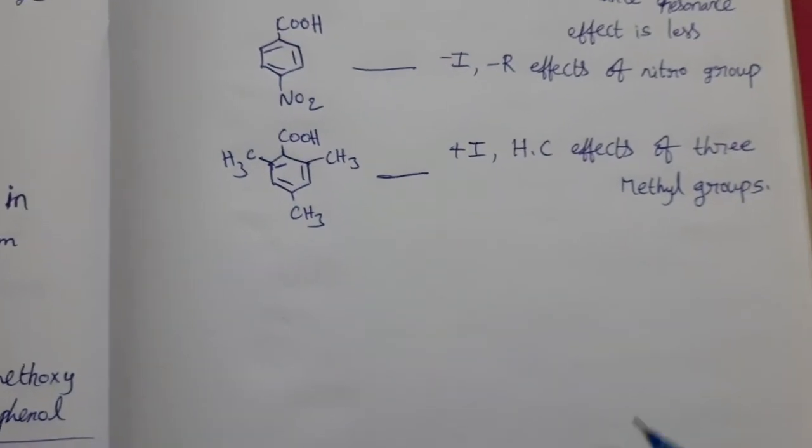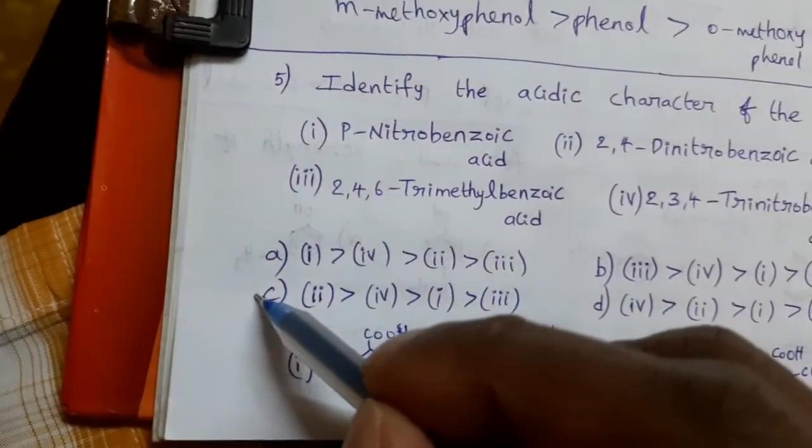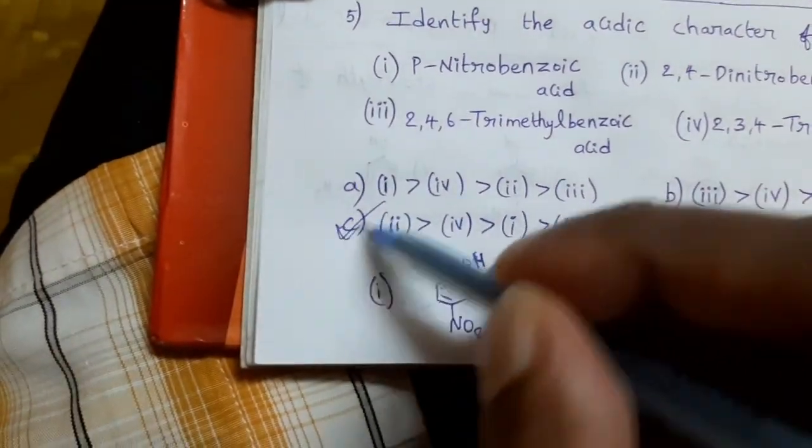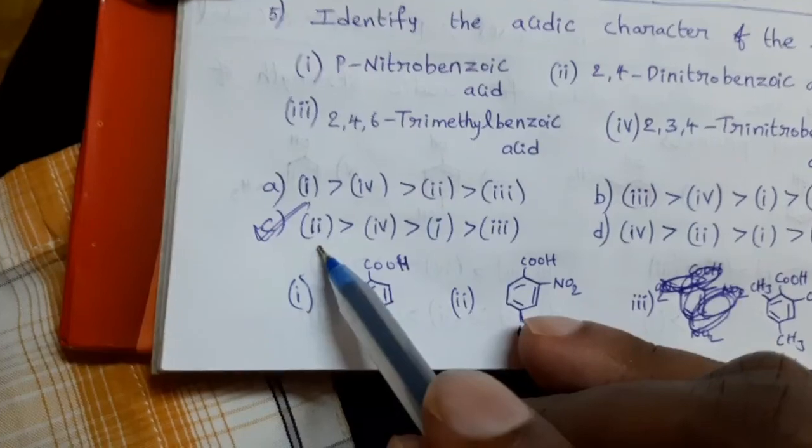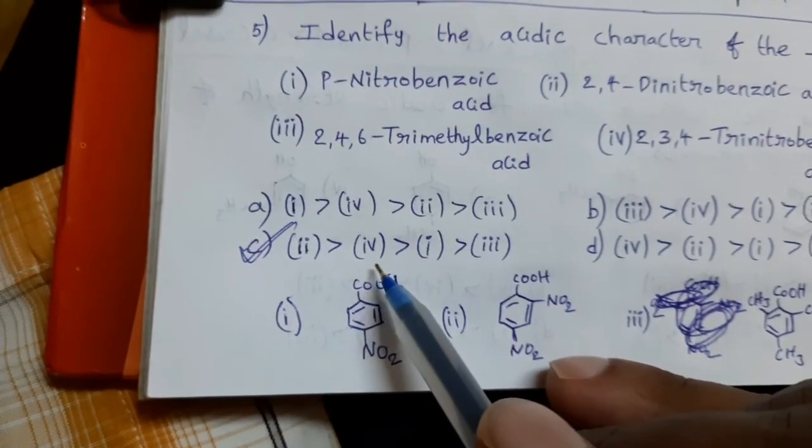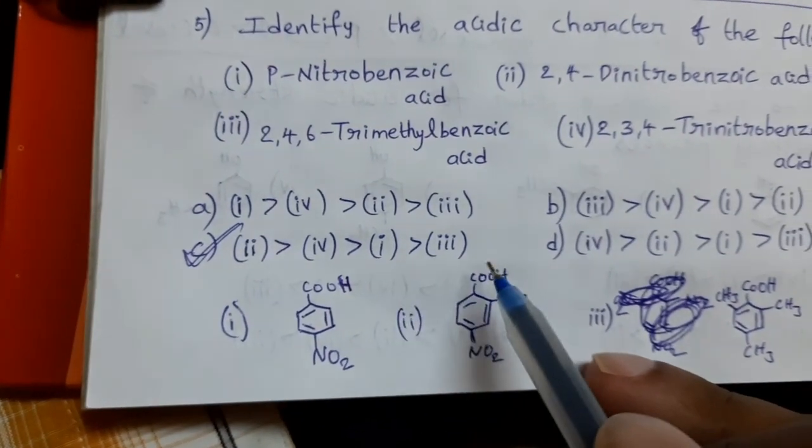Then what is the correct option for this? Option C is the answer. So option C is the answer. Second compound greater than fourth one, greater than first one, greater than third one.